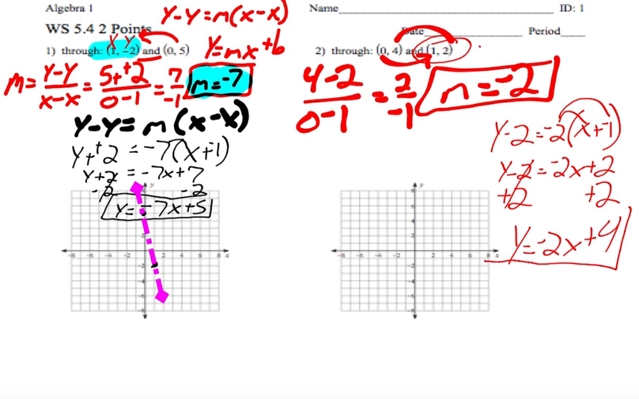I think algebraically that's right. Let's plot the 2 points. We have 0, 4, and 1, 2. And as I connect those 2 points with the straight line, it looks like the slope is negative, and it is a negative 2.